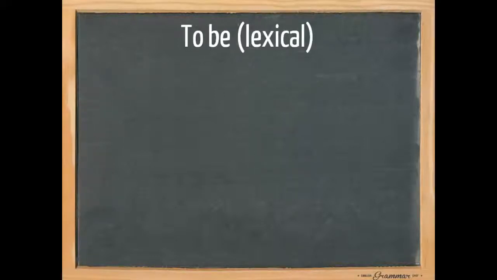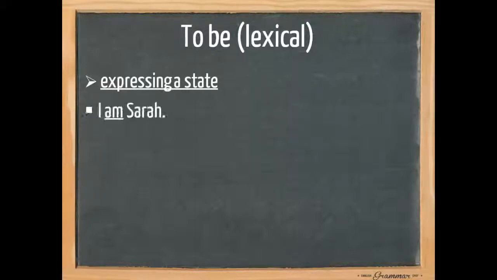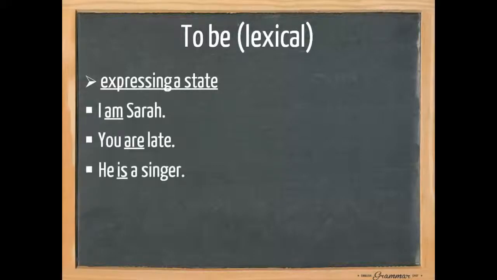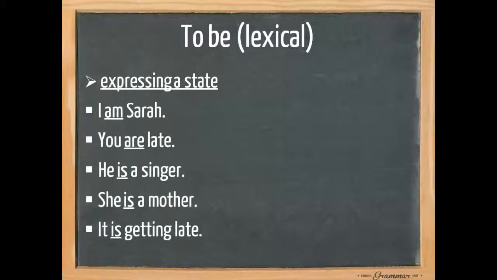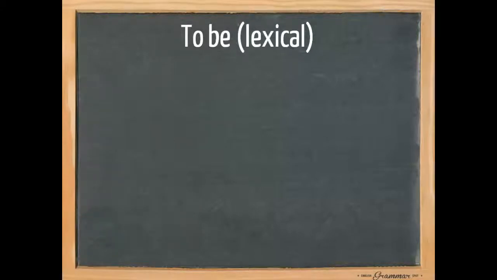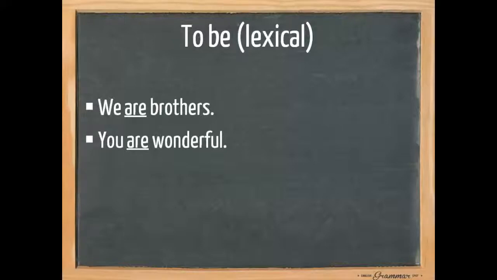Let's have a look at the verb to be in a lexical sense, so expressing a state. I am Sarah. You are late. He is a singer. She is a mother. It is getting late. For the plural forms, we are brothers. You are wonderful. And they are sisters.